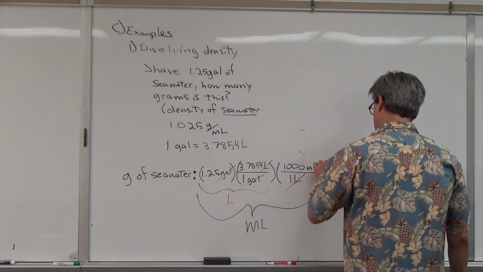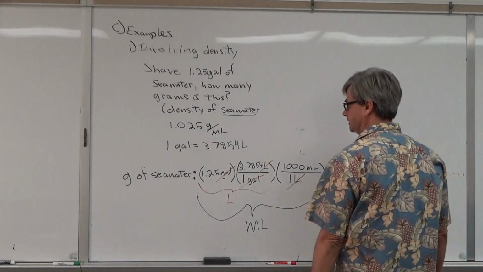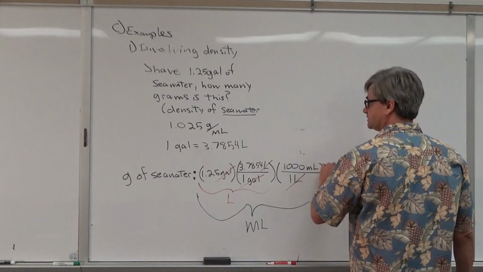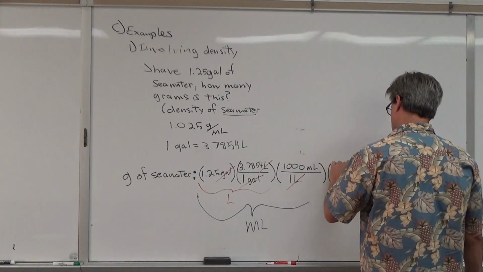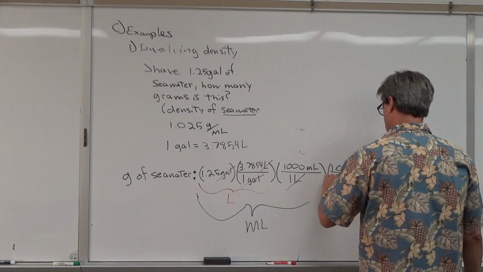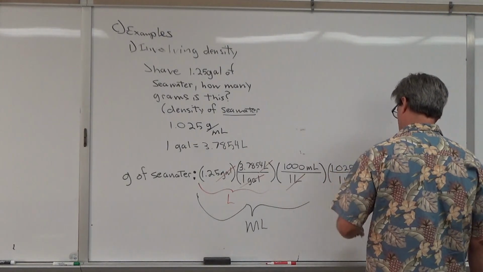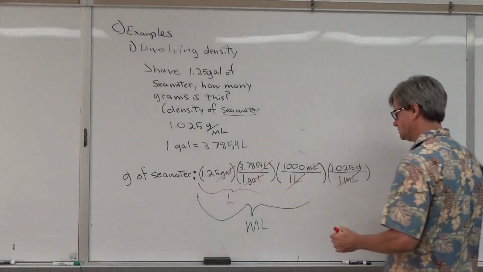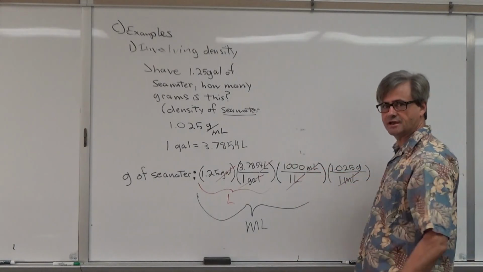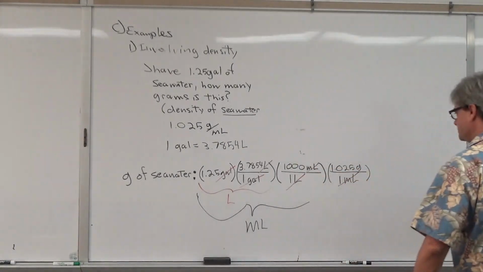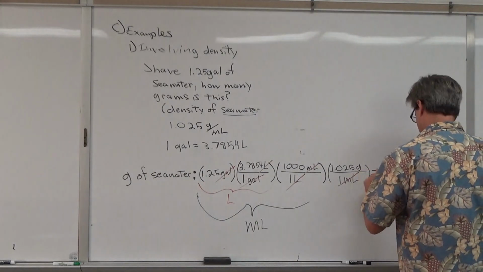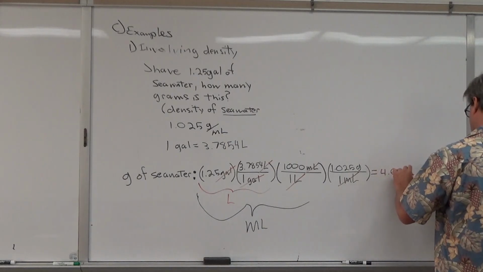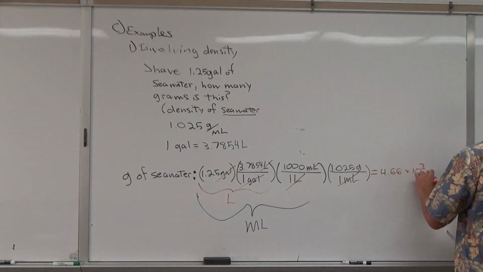Okay? So now all I need to do is multiply by this density provided. Okay? And so that is 1.025 grams per 1 milliliter. Or milliliters. Okay? Milliliters cancel, milliliters cancel. All my units cancel out except for grams. That's what I was after. According to Steve Kaufman from Princeton, I should have the correct answer. Okay? And that's going to come up to 4.66 times 10 to the 3 grams.